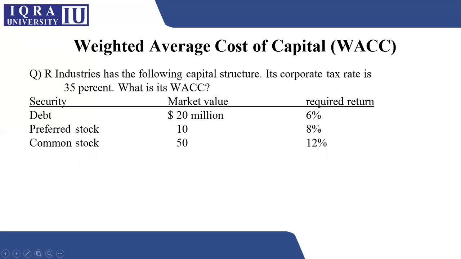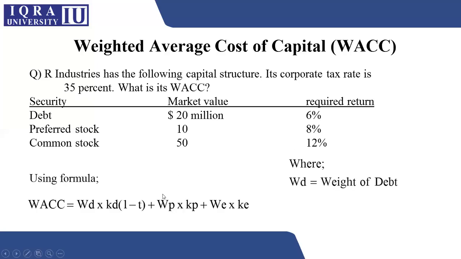These are the required returns. I'm assuming that you are already familiar with how the required return is calculated from previous lectures. Over here, it is given in the question that debt requires 6% cost, preferred stock 8%, and common stock 12%. If this information is given and the tax rate is given, remember that this tax rate will only be deducted from the debt required return. This tax rate will not be applied on preferred stock and common stock.